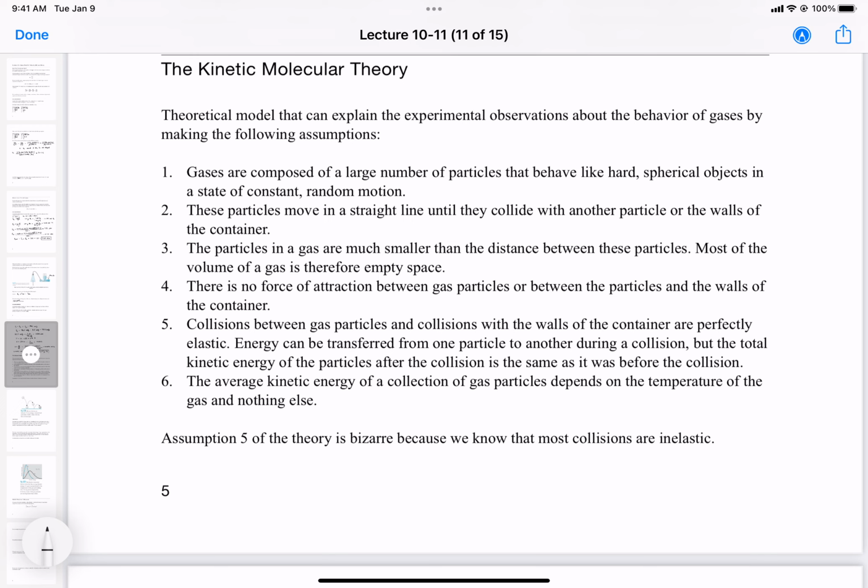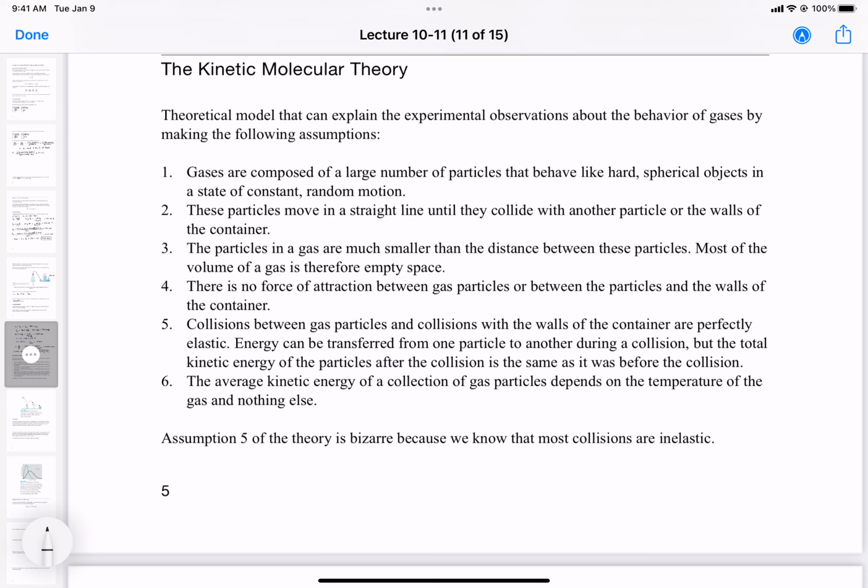So gases are composed of a large number of particles, right? So there's a lot of gas particles. They behave like spherical objects in a state of constant random motion, right? So they're kind of like, if you were to run into a field filled with pollen and it's very windy, it kind of moves like those things, or like a bunch of flies or fleas, moving really fast and colliding with whatever is in their vicinity. That's how we describe the pressure of a gas in a container. They're always colliding and they're always moving very fast.